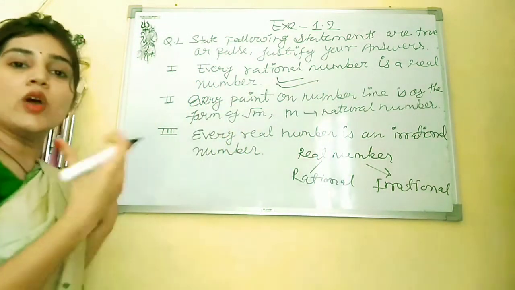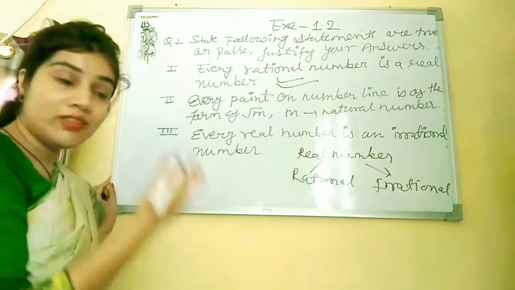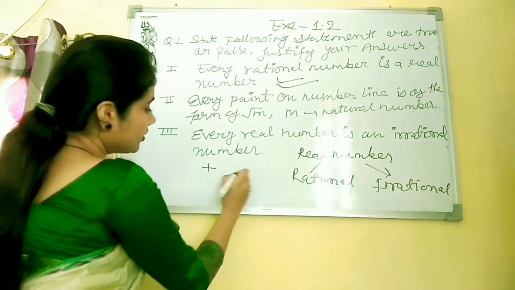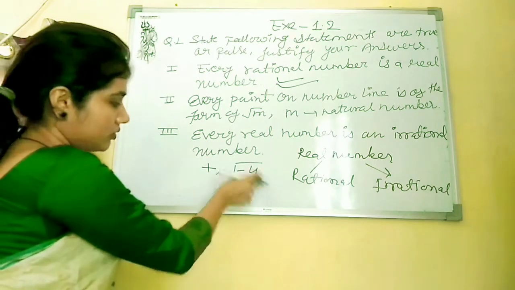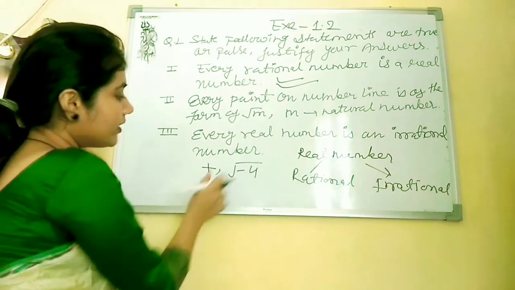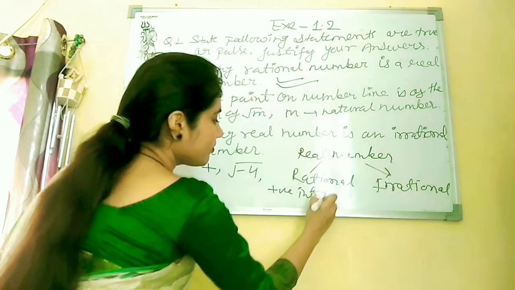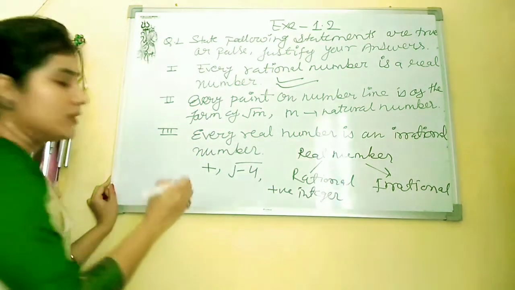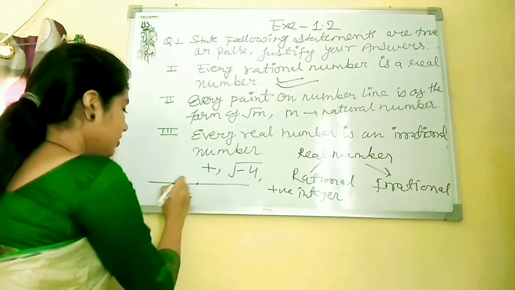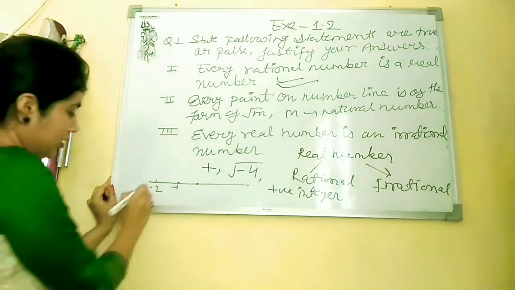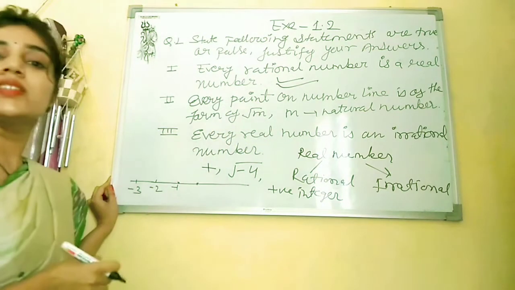To find the root of any number, the criterion is that it should be positive. We can't find the root of -4. Is it possible? No, we can't find it. So for that, the number should be a positive integer. And on the number line, we also draw negative integers like this. So this is the false statement.